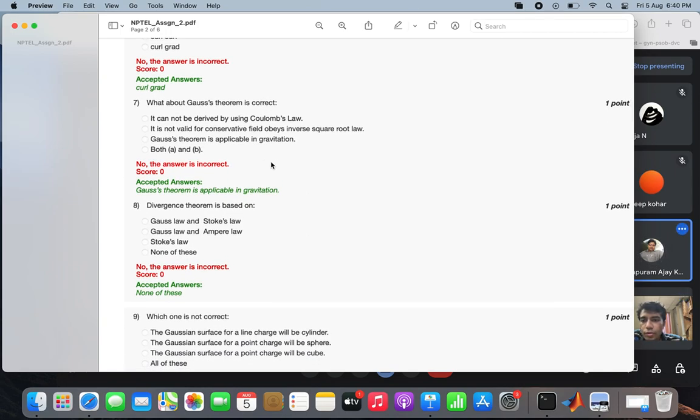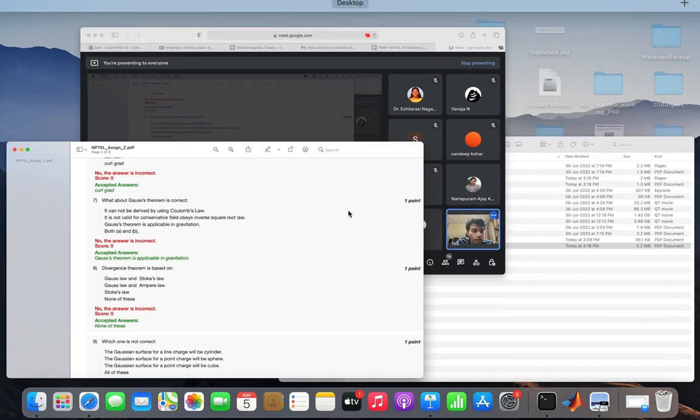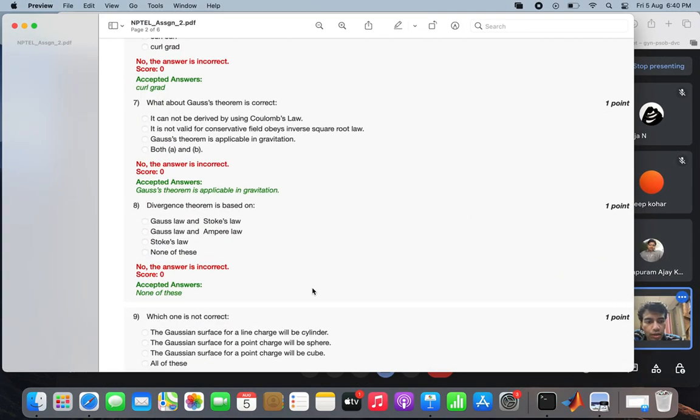Okay. So which statement about Gauss's theorem is correct? The seventh question is, which one of the following is correct about Gauss's theorem? The correct answer is that Gauss's theorem is applicable in gravitation.